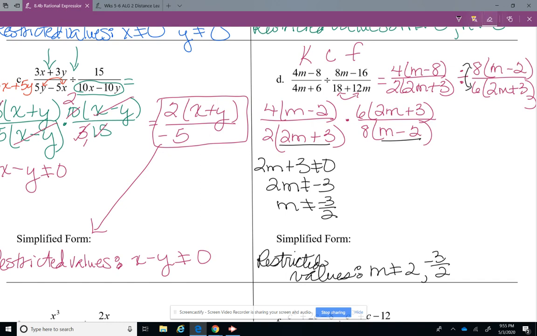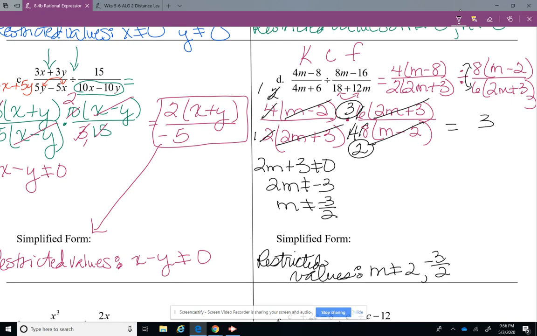All right, now we're going to go what I call cancel happy. We're going to cancel a lot of stuff. The m minus 2 and the m minus 2. 2 goes into 2, 1. 2 goes into 4, 2. 2 goes into 6, 3. 2 goes into 8, 4. 2 goes into 2, 1. 2 goes into 4, 2. So I'm left with a 3 on top and a 2 on bottom. 2m plus 3, 2m plus 3.